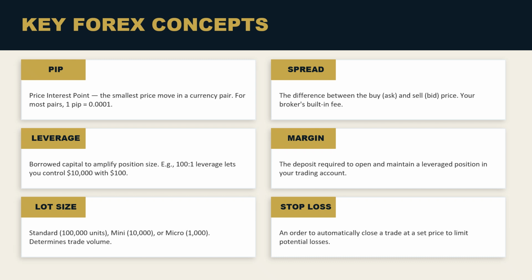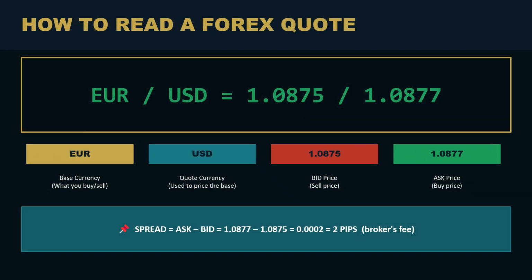And finally, a stop loss is perhaps the most important tool you have. It's an order you place to automatically close a trade if the market moves against you by a certain amount. It's your safety net. Now that we know the terms, let's put them together to understand a quote.